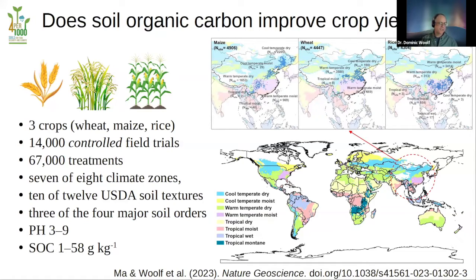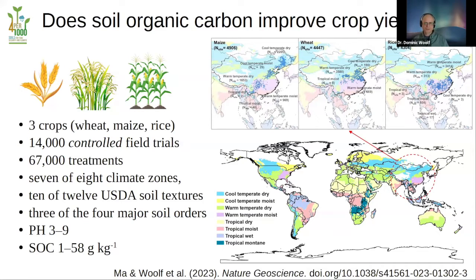And on each site, there were a lot of different treatments, mostly fertilizer treatments, so different levels of fertilizer inputs. So we ended up with nearly 70,000 treatments overall. This is extremely rare to find, such a rich data set to work with, to really dig into questions like this.